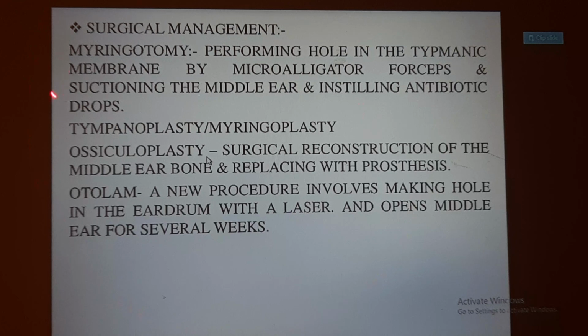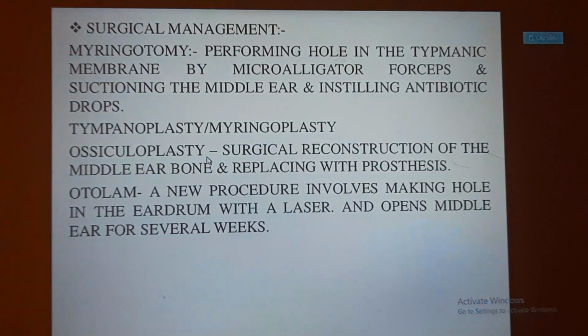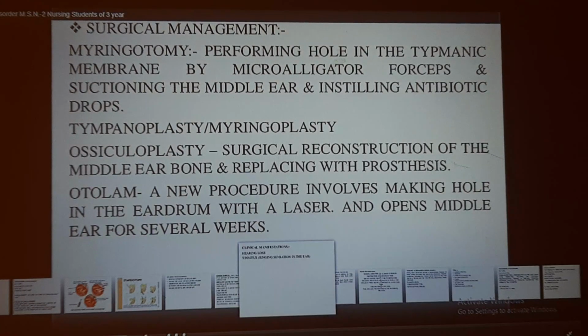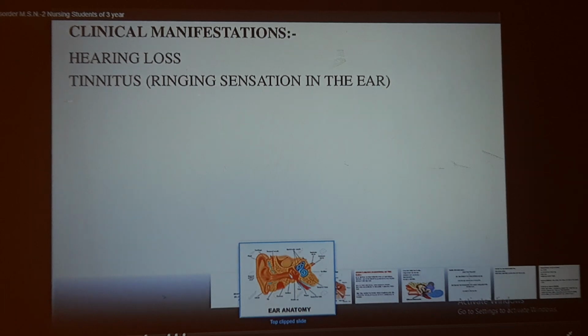These are the surgical management: myringotomy and tympanoplasty. Tympanoplasty we also call myringoplasty. In myringoplasty, there are two divisions, that is ossiculoplasty and otolam. These are the surgical management. So this finishes otitis media.